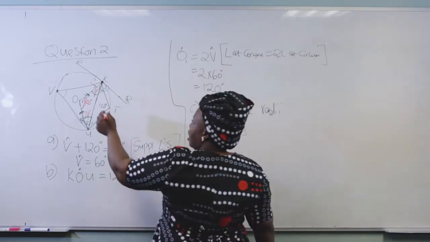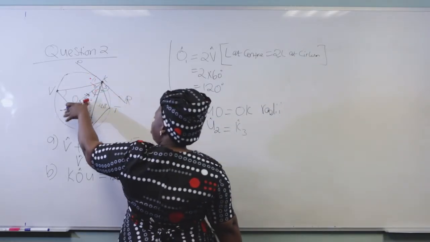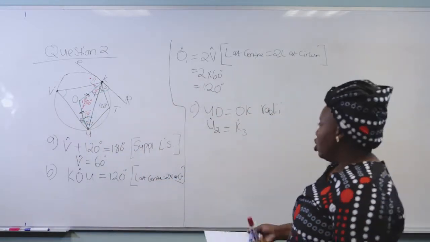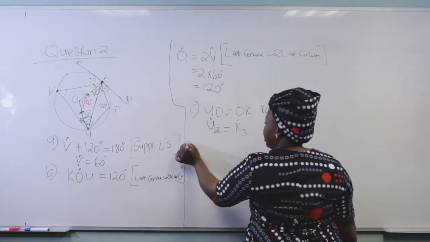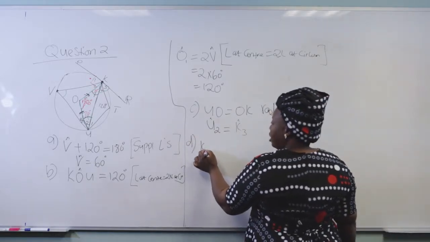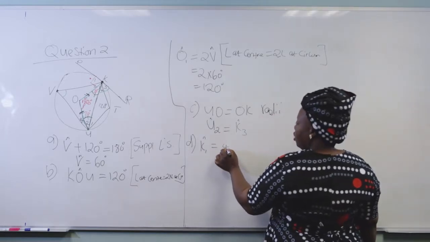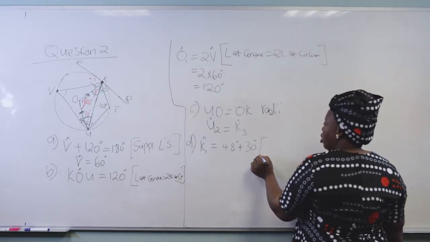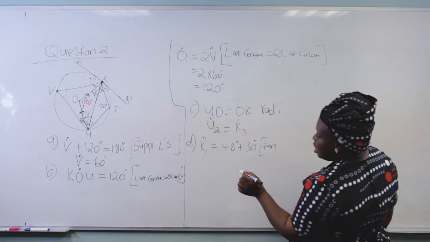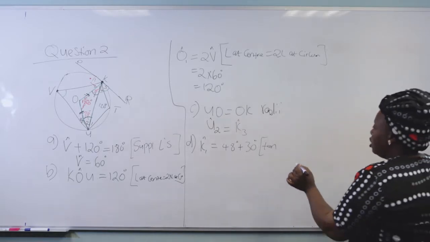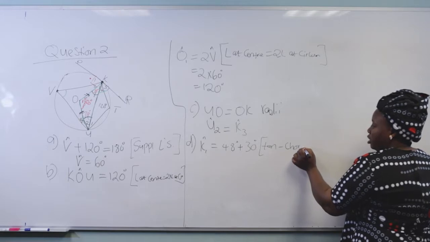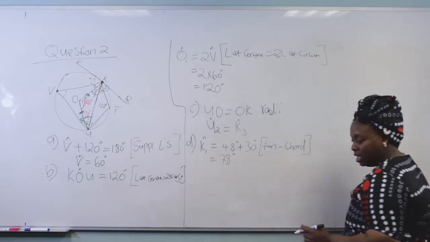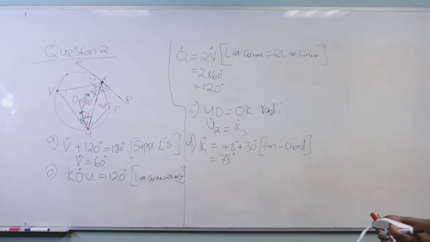But K1 is going to be equal to U2 plus 48 because of the tan-chord theorem. So you're going to write it like that: K1 equals 48 plus U2, which is 30, because of the tangent and chord theorem. So you can just say tan-chord, and that makes it 78 degrees. So you have given the reason why it equals that.